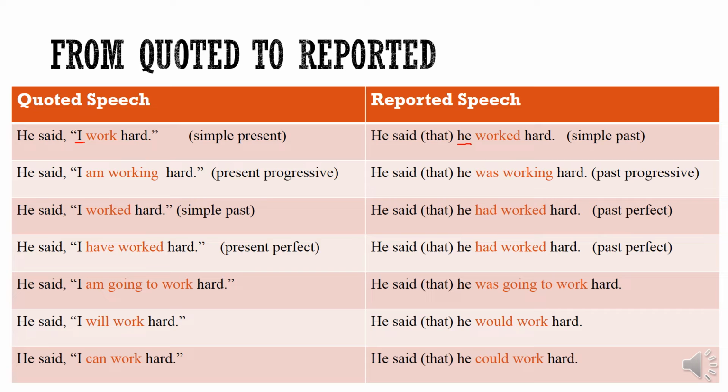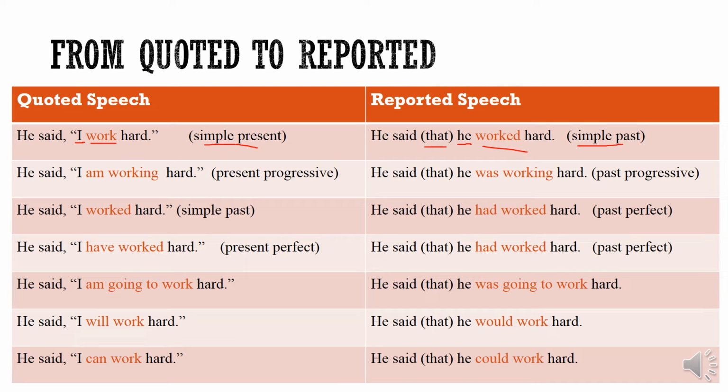Let's see how. So I have here in sentence number 1, he said, "I work hard," which is in the simple present. All simple present tenses should be changed into the simple past. So he said that he worked hard. As you can see that the word "that" is put in brackets. Why? Because this is optional. We can keep that and we can delete it. It doesn't affect the meaning. So it's the same if I say he said he worked hard.